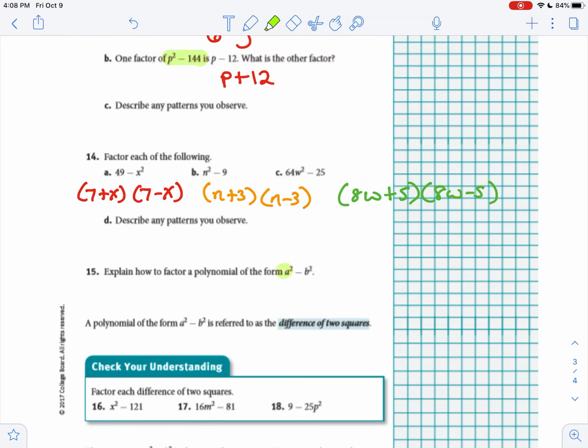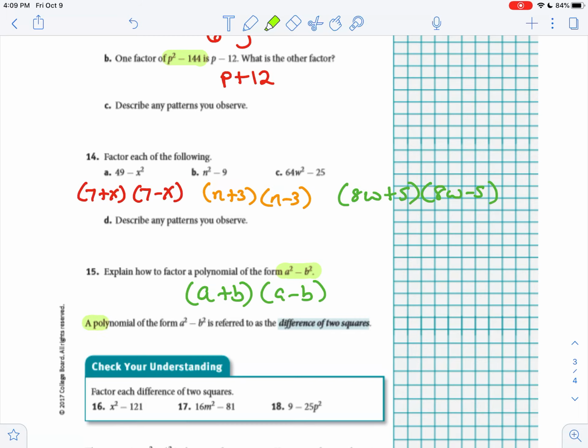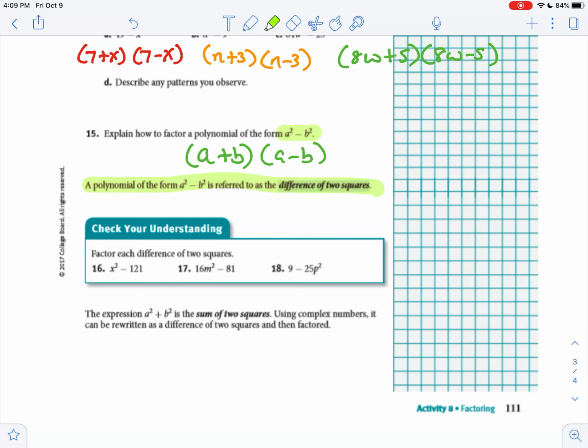So number 15, we'll get our pattern. Anytime you have a polynomial in the form of a squared minus b squared, it will always factor into 2 quantities, one positive, one negative, but we have to take their square roots. And we call this the difference of 2 squares. So a squared minus b squared is the difference of 2 squares. To stay organized, I usually try to identify my square roots first.